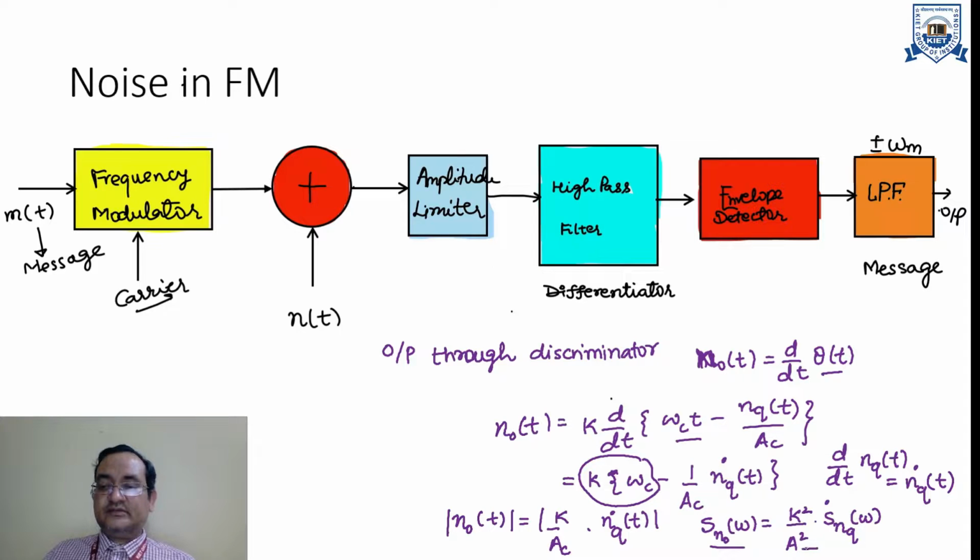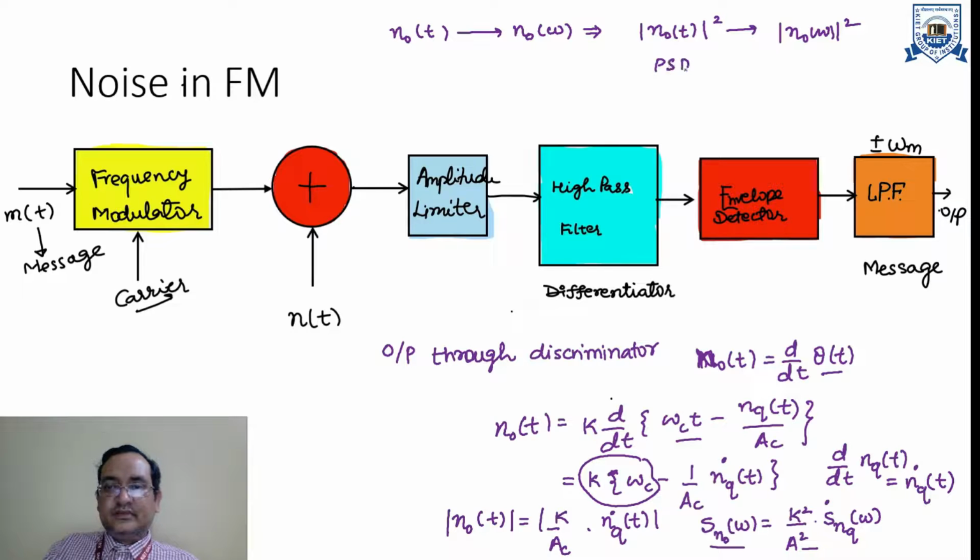And I am going to show you how I am writing this. You know that n_o(t), its spectrum will be, let us suppose, N_o(omega). Then the magnitude of n_o(t) square means it is also N_o(omega) square. That means the PSD is what is represented by S_no. So d by dt, when you differentiate this expression n_o(t) and take the Fourier transform, what you will get is j omega N_o(omega).